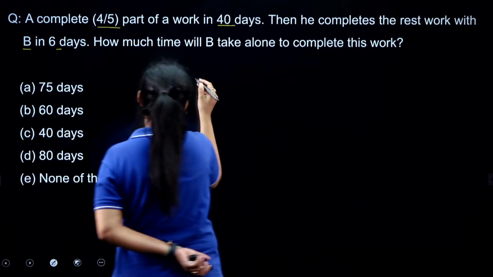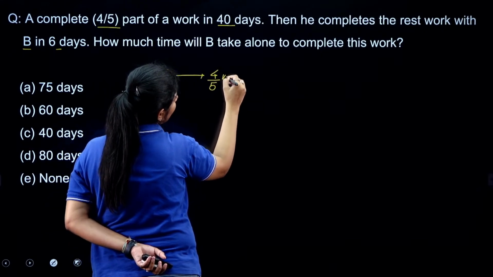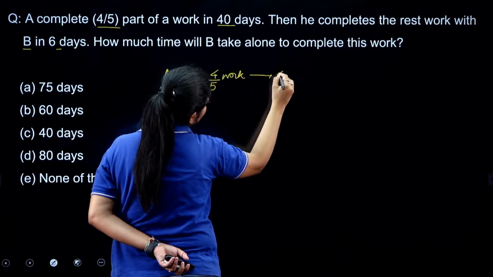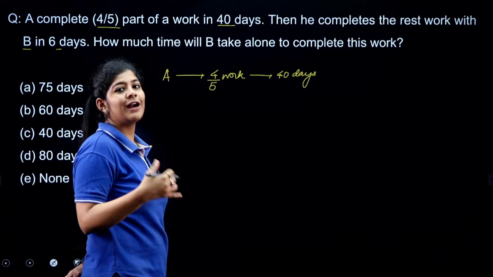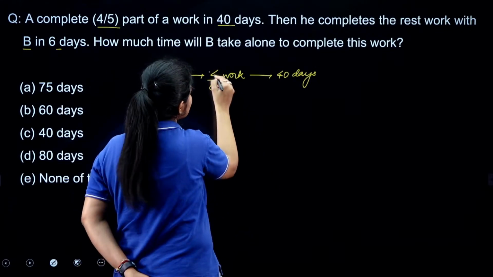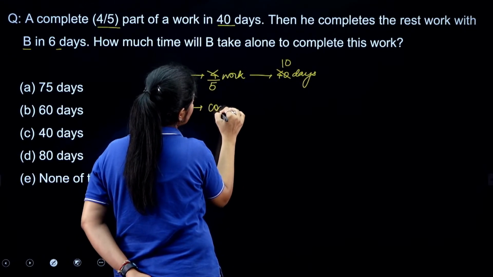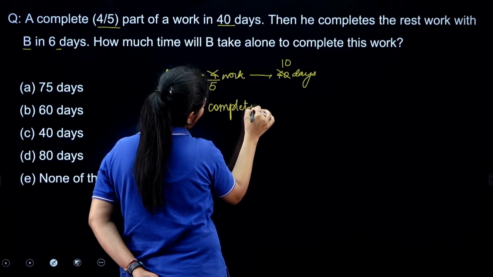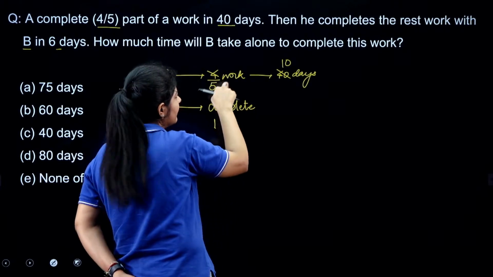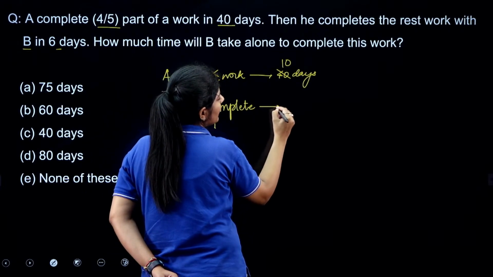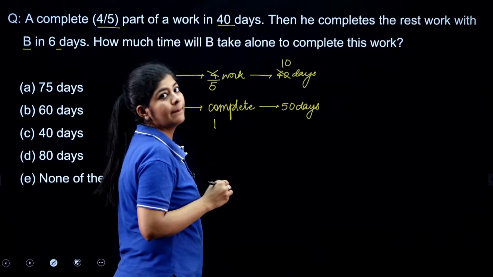So the question is simply saying that A is doing 4 by 5th of the work. He is not completing the whole work. 4 by 5th of the work in 40 days. Right? So if A wants to complete the whole work, how much time is required by A? So here we are getting 10, and if A needs to do the complete work, or we can say the 1 in the fraction, 1 is nothing but equal to 100. So here we are dealing with the fraction. That means it will take 50 days to complete the work.